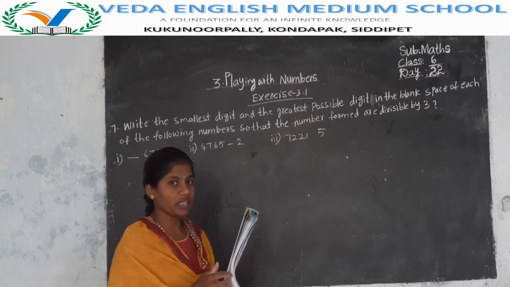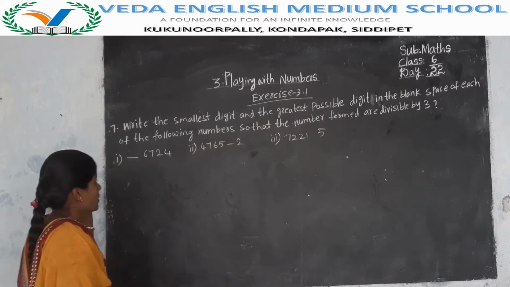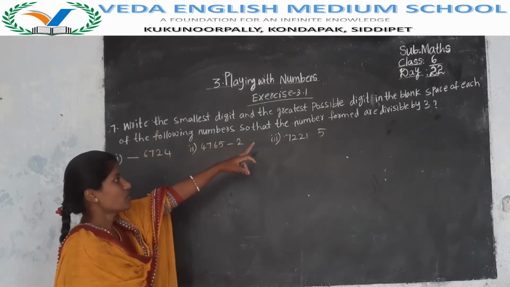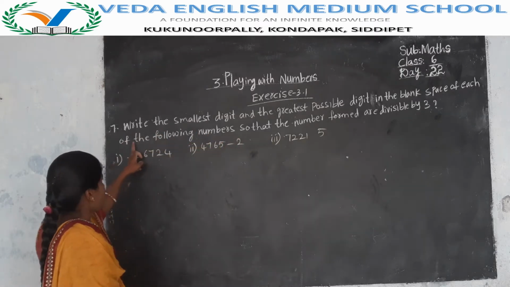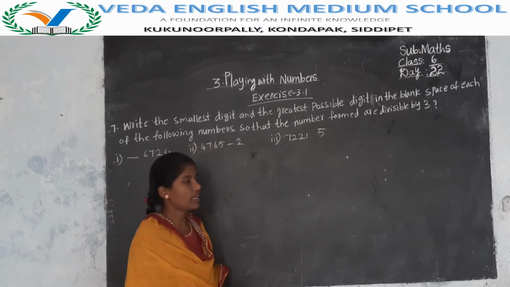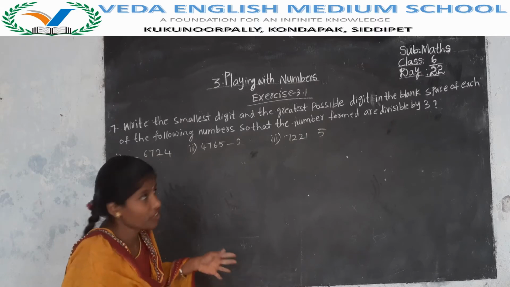Now the 7th problem in exercise 3.1. The question is: write the smallest digit and the greatest possible digit in the blank space of each of the following numbers so that the numbers are divisible by 3. Have you understood the question?